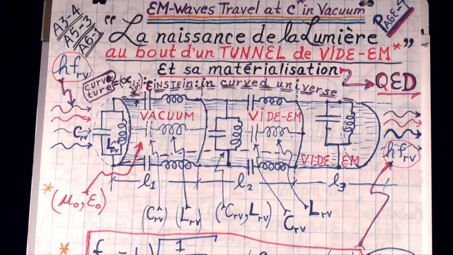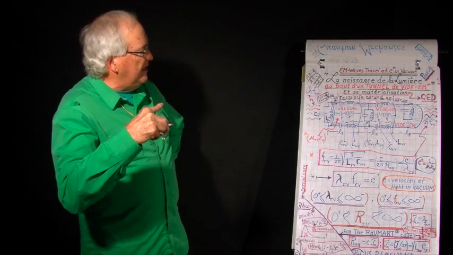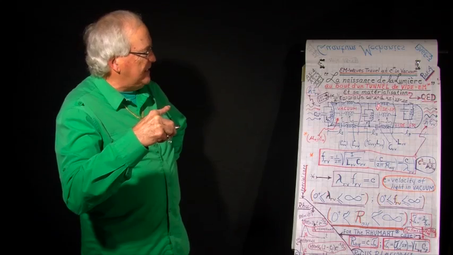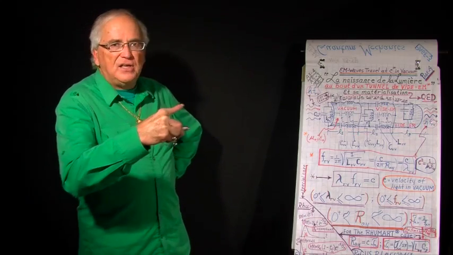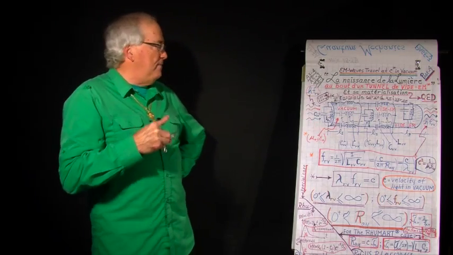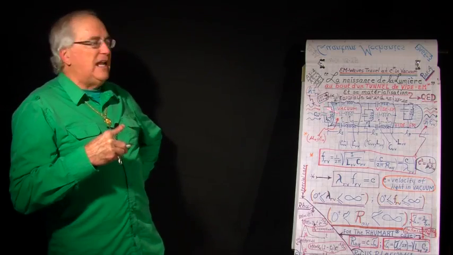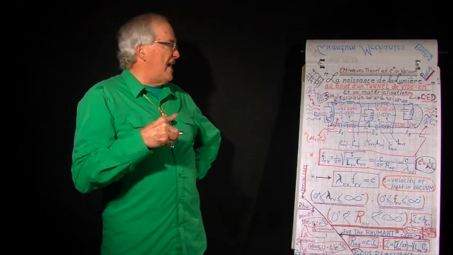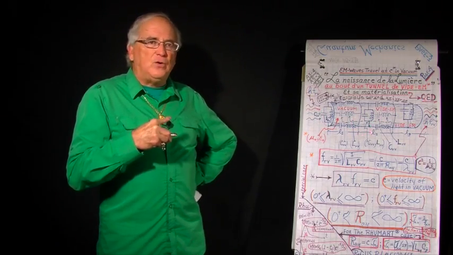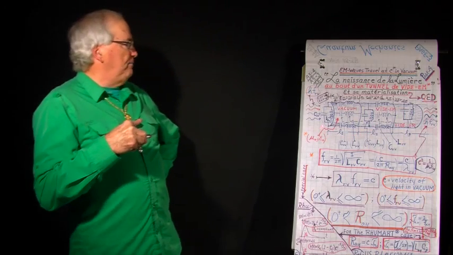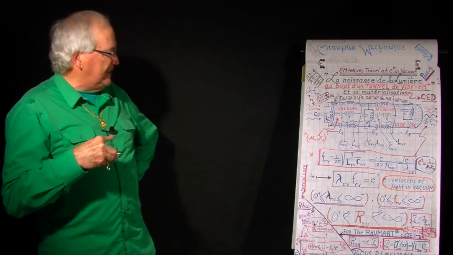So that means at resonance, the energy that is in the capacitance goes to the inductance and then goes to the capacitance, inductance, and there is zero impedance. So that means that electromagnetic wave travel freely in vacuum and without any resistance.